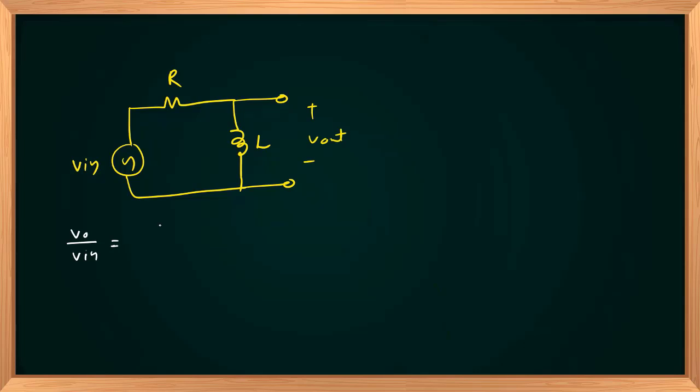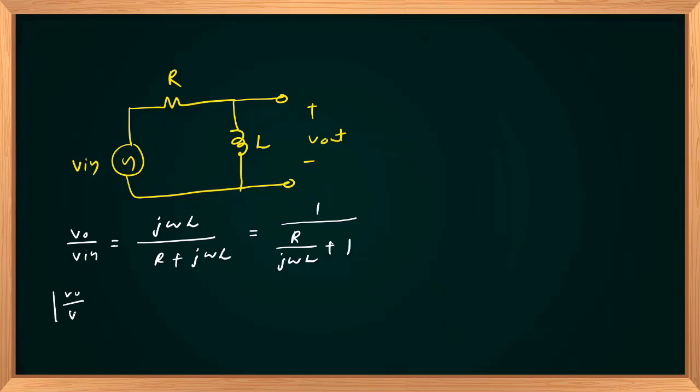The same circuit can be implemented by connecting an inductor like this. And V out upon V in is j omega L, the inductive impedance, upon R plus j omega L. That is equal to, dividing numerator and denominator by j omega L, 1 upon R upon j omega L plus 1. The magnitude of voltage gain is equal to 1 upon the square root of the real term squared, that is 1 squared, plus the coefficient of the imaginary term, that is R upon omega L, all squared.